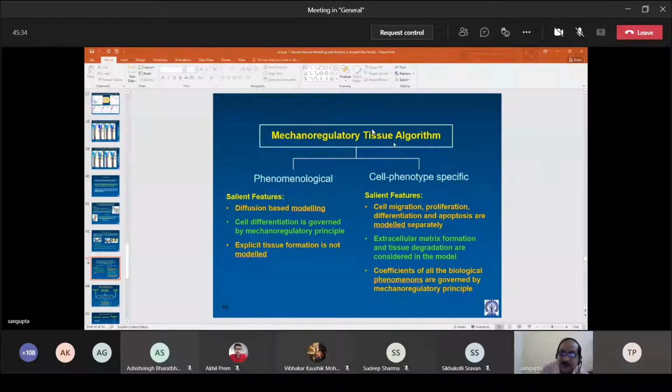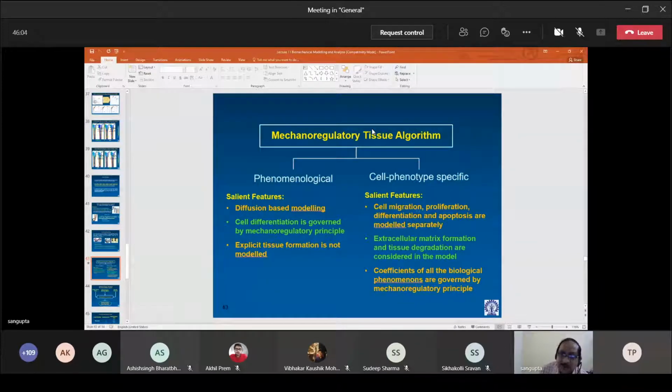Now, what is this? Let us not go into too much detail because we will be dealing with this separately. So we have mechanoregulatory tissue differentiation algorithm. There are 2 types. One is phenomenological, another is cell phenotype. Here in the phenomenological type modeling, it is basically diffusion-based model. So it is a shortcut method. But in cell phenotype, we have more detailed modeling of the process.